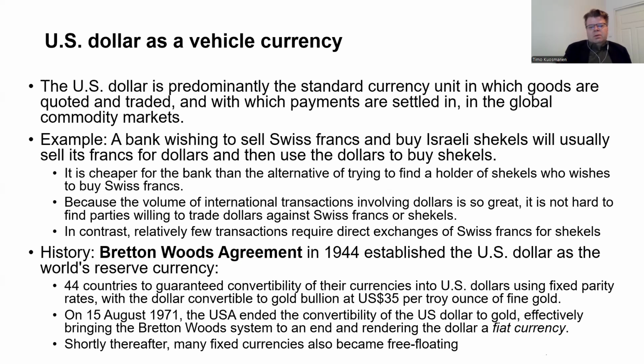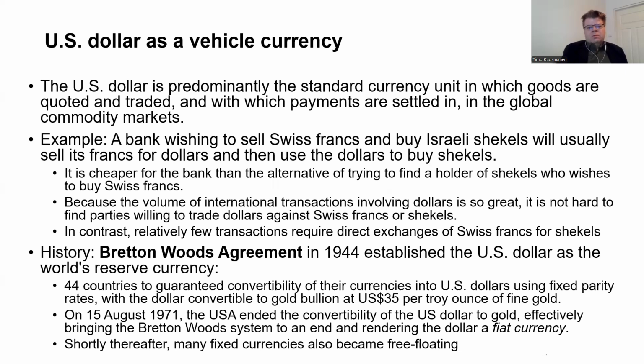In this example, there would first be an exchange to sell Swiss francs for dollars, and then an exchange of the dollars to buy Israeli shekels. It's very often easier to first convert the currency to US dollars and then make another transaction to convert the dollars to whatever currency is required. This is because there are a lot of transactions involving the US dollar, whereas relatively few transactions require direct exchanges of Swiss francs for shekels.